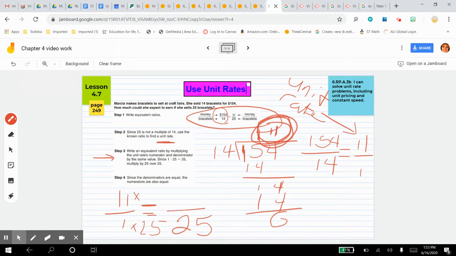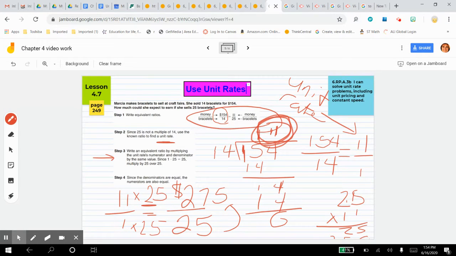So I'm going to take 11 times 25. Just real quickly over here, I'm going to put the 25 on top times 11. I have to go quickly. That's 275. I know you didn't see that over the side, but I'm afraid I'm going to run out of time. So that means now that 25 bracelets will cost $275.